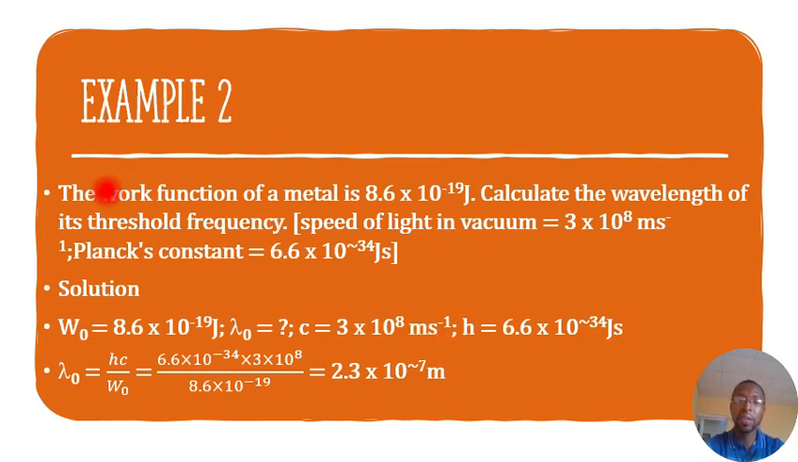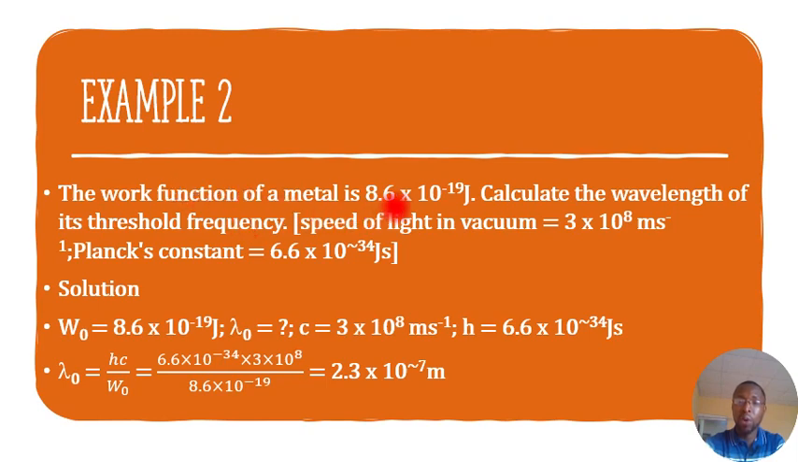Example 2 says the work function of a metal is 8.6 times 10 raised to the power minus 19 joules. Calculate the wavelength of each threshold frequency, given that the speed of light in vacuum is 3 times 10 to the power 8 meters per second, and the Planck constant is 6.6 times 10 raised to the power minus 34 joules second. Right, so we write our parameters again.